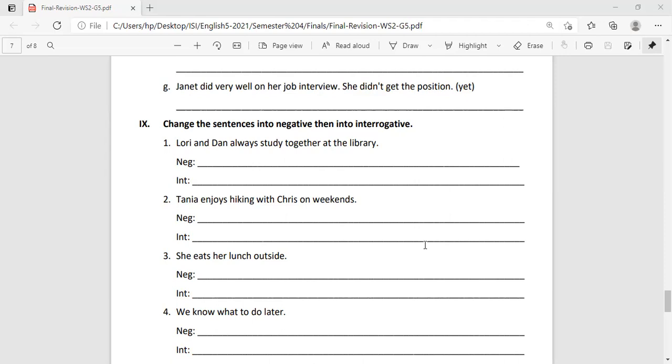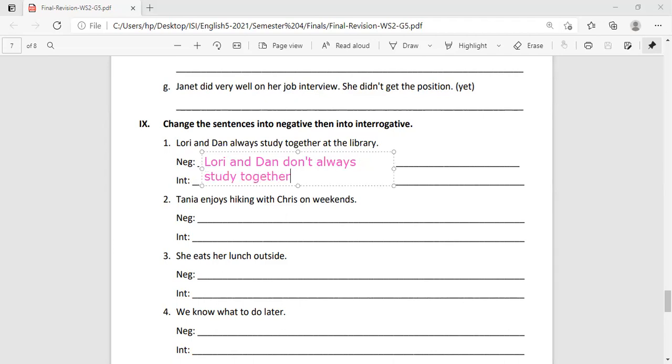Yeah, let's start with number one. Let's make the negative. Then we talk about the interrogative, the question. Lori and Dan always study together at the library. Who wants to do it? Lamar. Lori and Dan always study together at the library. Lori and Dan don't always study together at the library. Excellent. Lori and Dan don't always study together at the library.